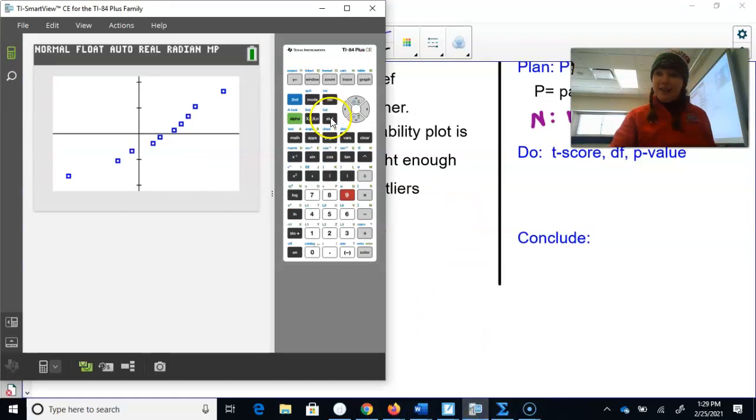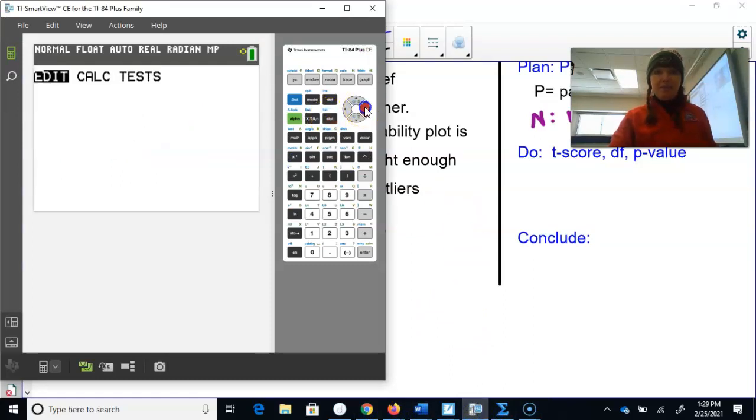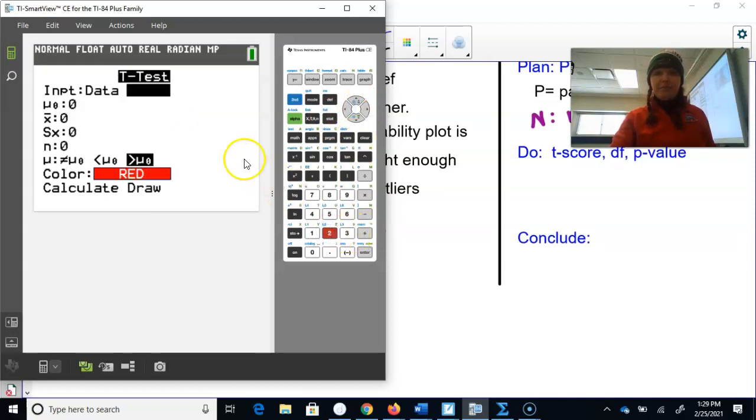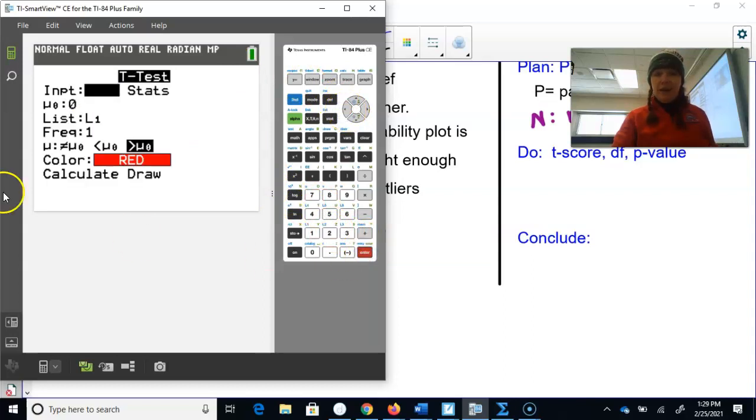Excuse me. Let's go to the calculator. Stat, arrow over to test, go down to t-test. We have data. We do not have statistics. Okay. Our null hypothesis is 0. The list of the data that we care about is list 3, so second, 3. Frequency, leave it as 1. Our alternative hypothesis is not equal to. I'm going to calculate.